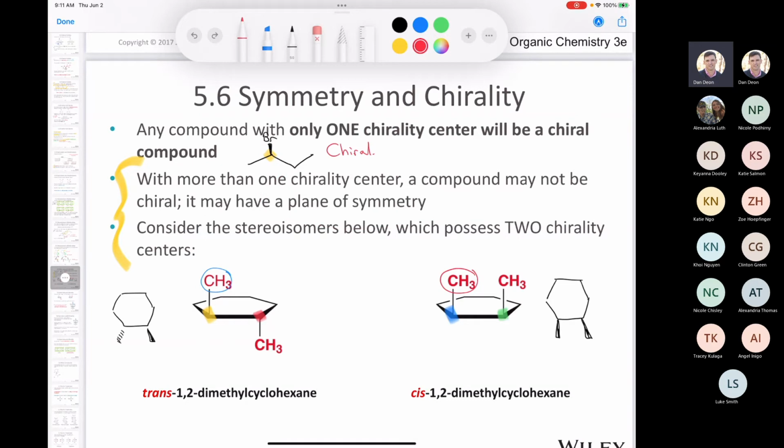When does that occur? This is what I skipped until now. When it has a plane of symmetry. Could anybody tell me which one of these molecules has a plane of symmetry? A line through it? Would it be the trans or the cis? Which one has a plane of symmetry? Plane of symmetry in it. Like a mirror plane running through the molecule. Would it be the trans or the cis? Absolutely. Right? Yeah.